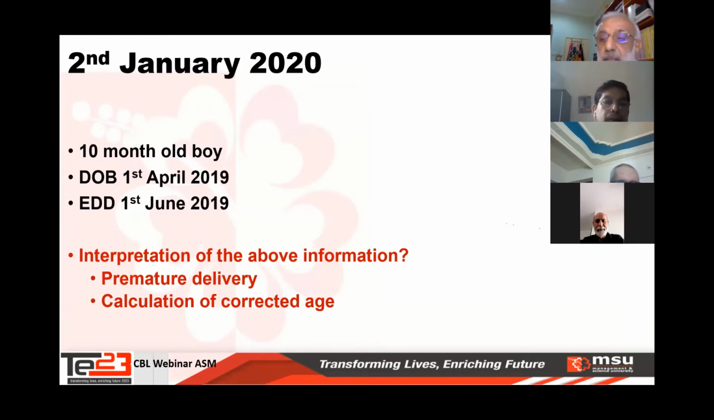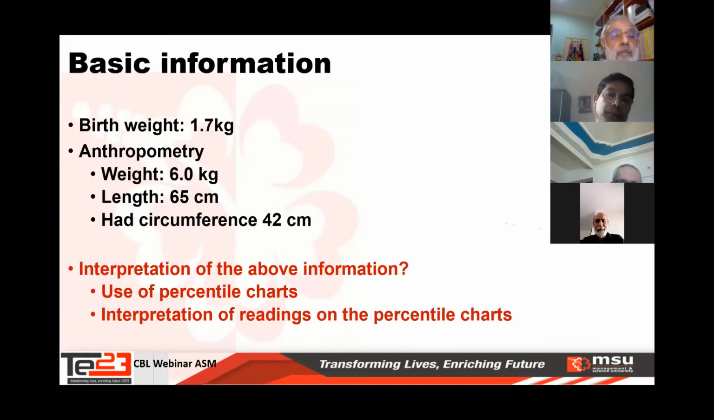Then we provide further information, giving the age, the date of birth and the expected date of birth. And then we ask them to interpret the above information. And obviously they have to come to a conclusion that this is a preterm delivery. And what they learn here is how to calculate the corrected age in a preterm baby.